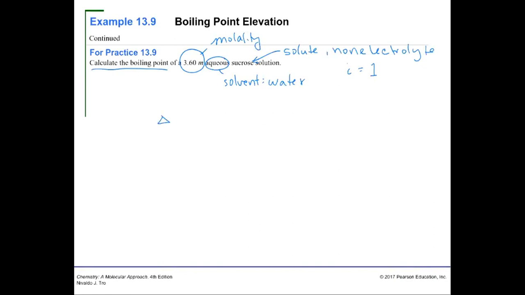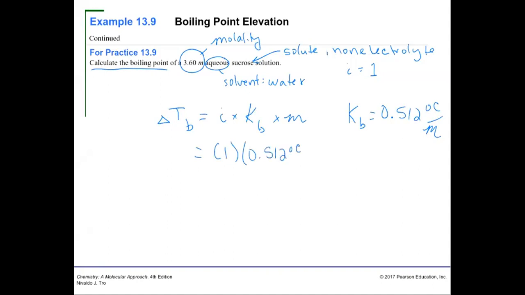So we can use our delta T. Since we're looking for boiling point, delta TB is I times the KB times the molality. And the KB for water, which would either be given or you'd look it up, is 0.512 degrees Celsius per molality. So we can find our change in boiling point. So our I is 1, our KB is 0.512, and then the molality is given as 3.60. So those units cancel. And our delta TB is 1.8 degrees Celsius.